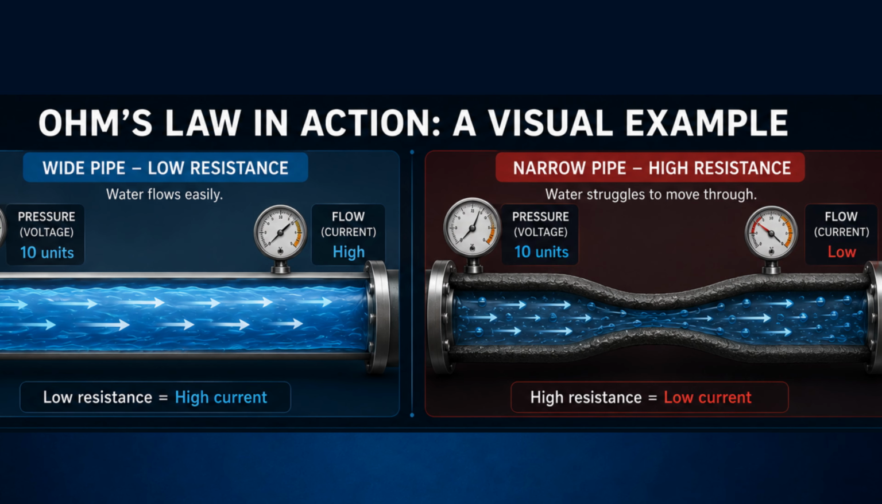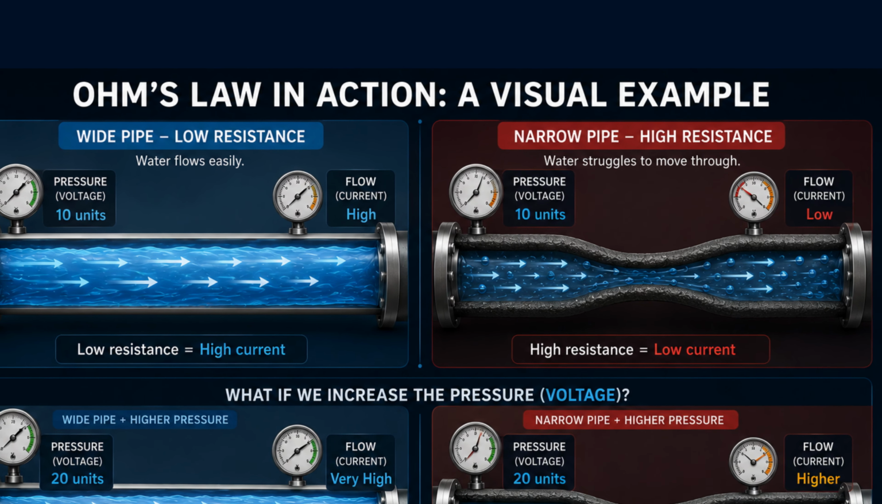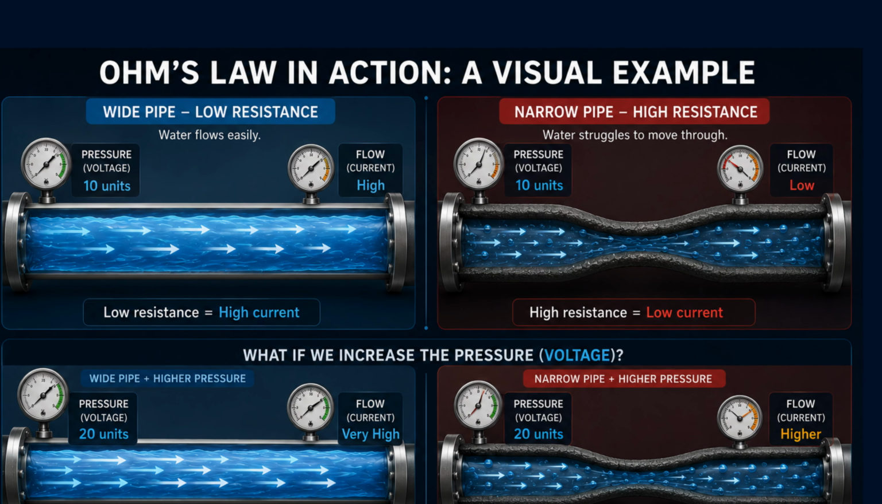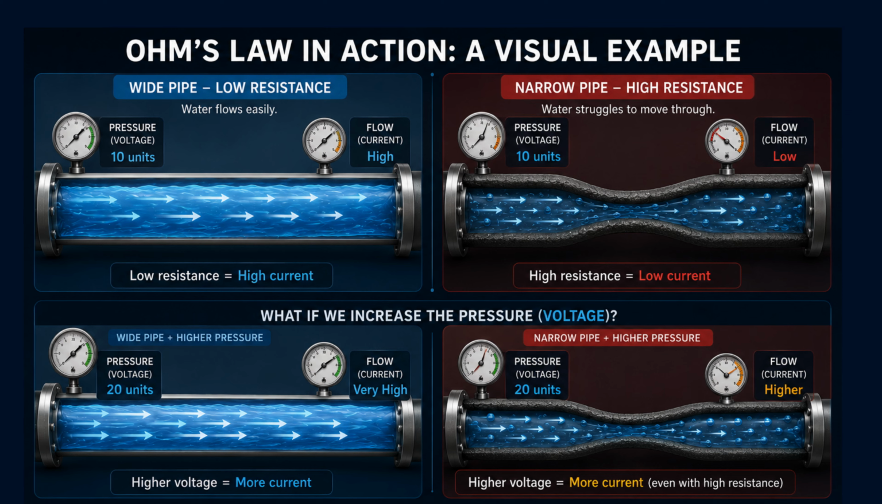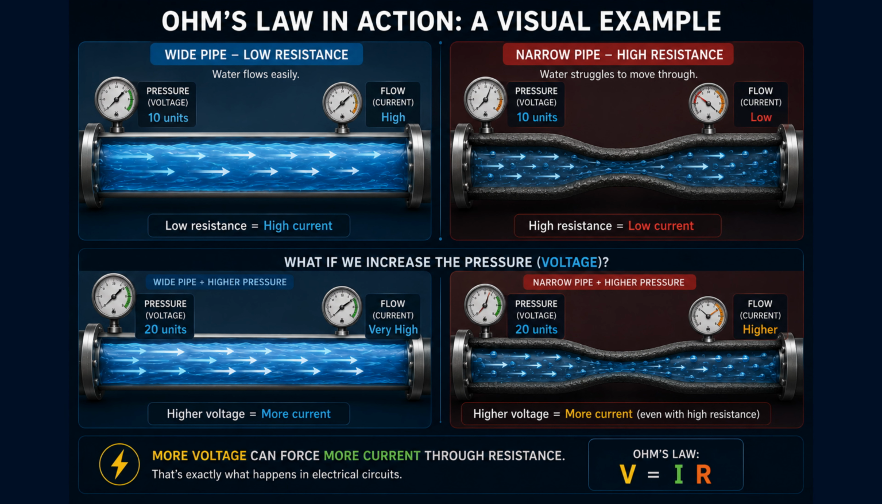Let's make this visual. Imagine two water pipes. The first pipe is wide and smooth. Water flows easily. That means low resistance and high current. Now imagine a narrow pipe. Water struggles to move through. That means high resistance and low current. But what if you increase the pressure? Even with a narrow pipe, more water can still get through. That's exactly what happens in electrical circuits. More voltage can force more current through resistance.